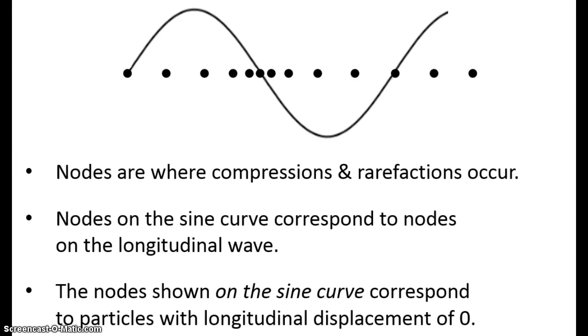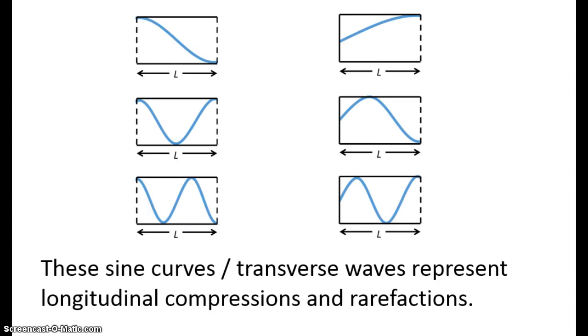So if we clean this up just a little bit, here are the three main bullet points that we've just taken away, and these bullet points show us the link between transverse sine waves and longitudinal compression rarefaction waves. And now we can really appreciate that the sine curves we draw in, the transverse waves, actually represent longitudinal compressions and rarefactions. These represent sound waves.